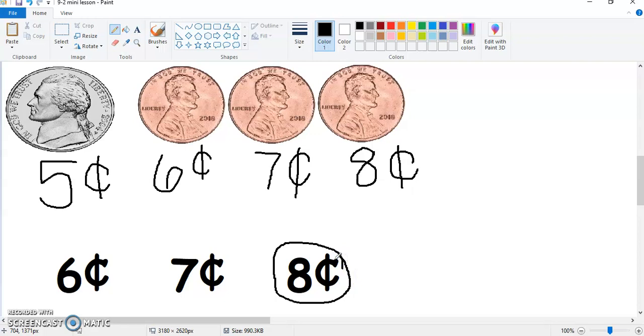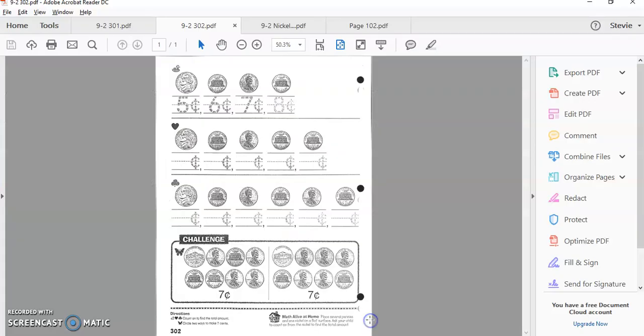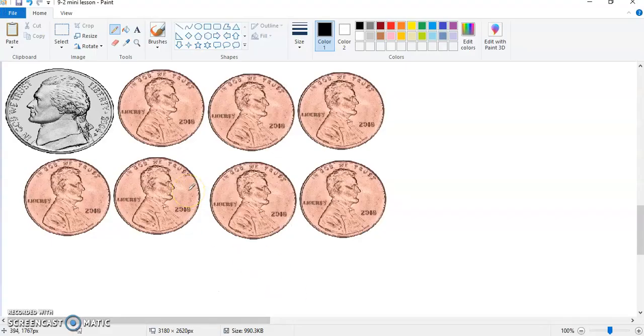All right, friends. Now, this is the butterfly row on the back page. So this is right down here. And the question is, circle 2 ways to make 7 cents.